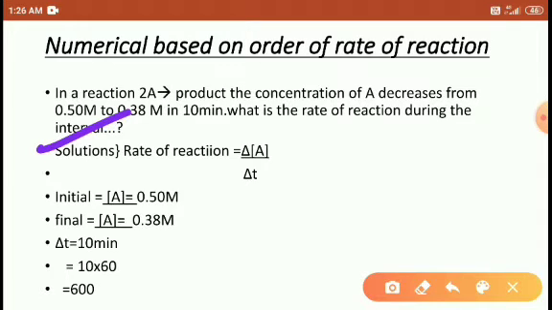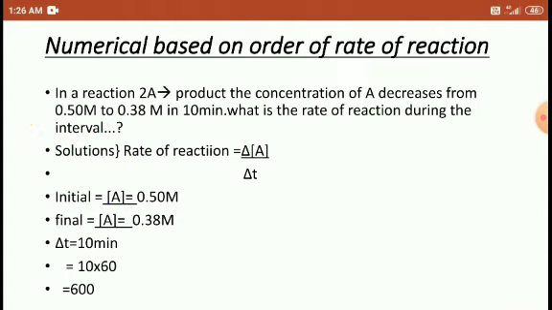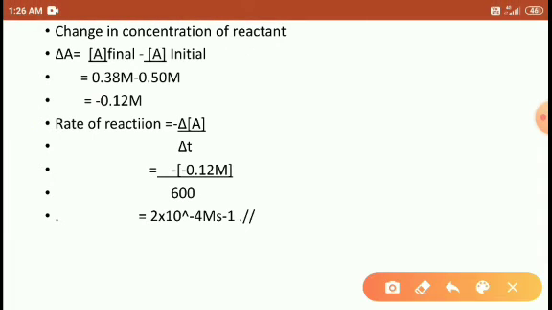Okay, solution. The rate of reaction is the change in concentration of reactant A with respect to time. The initial concentration is 0.50. The final concentration is 0.38 at the time 10 minutes. 10 minutes means 600 seconds. So the change in concentration of reactant, students, is final minus initial: 0.38 minus 0.50, and finally we got the change in concentration of A as minus 0.12 molar, right?